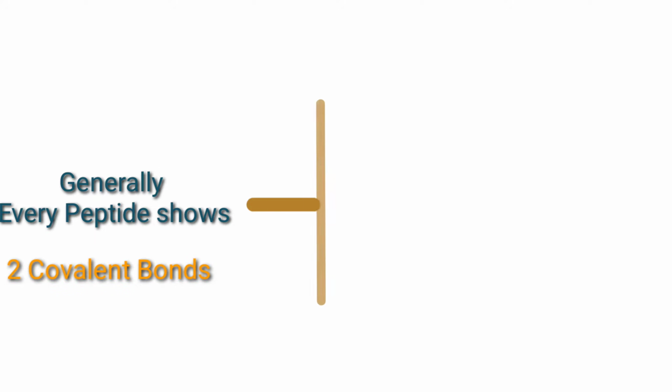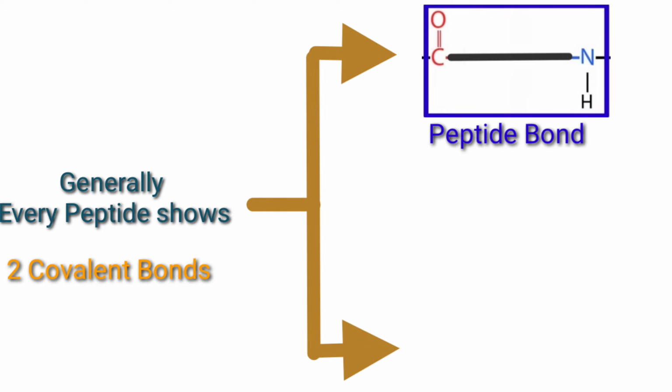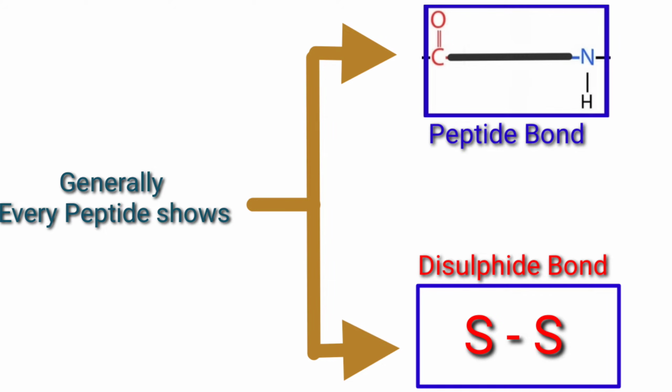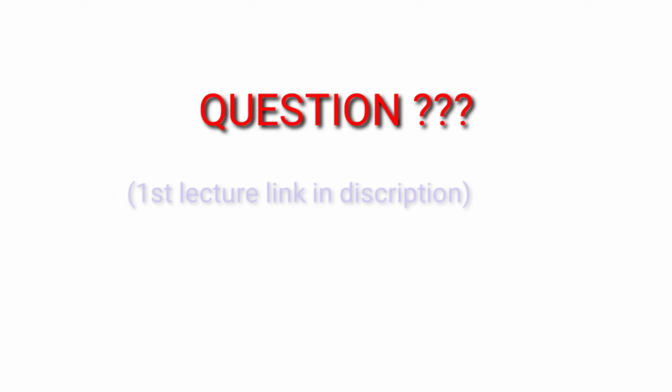Every protein sequence shows the presence of two covalent bonds only. Out of the two covalent bonds, we have already discussed one, which was the peptide bond. So which one is the next covalent bond? The following bond, which is the SS bond or disulphide bond, is the other covalent bond present in protein. So I would like to ask you one question from our last lecture.